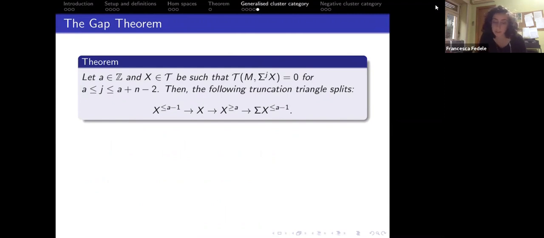If you start with an integer a and an object X in T, such that T of M comma sigma j of X is 0 for j between a and a plus n minus 2, then the truncation triangle, the one with respect to the torsion pair T less than or equal to a minus 1, T bigger or equal to a, splits. So that means that X is actually isomorphic to the direct sum of X less or equal to a minus 1 and X bigger or equal to a.